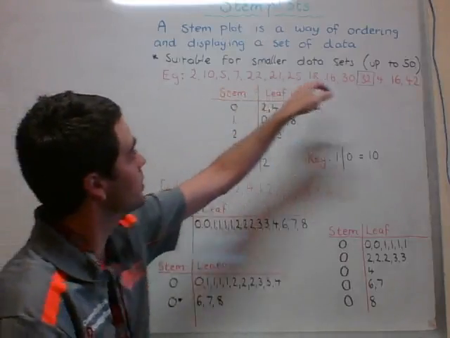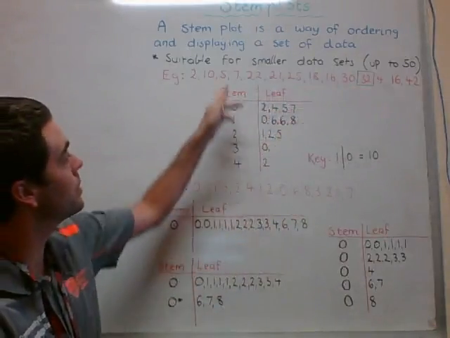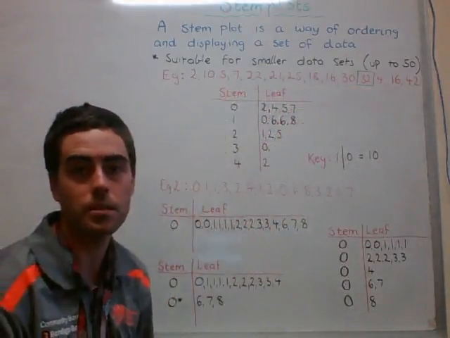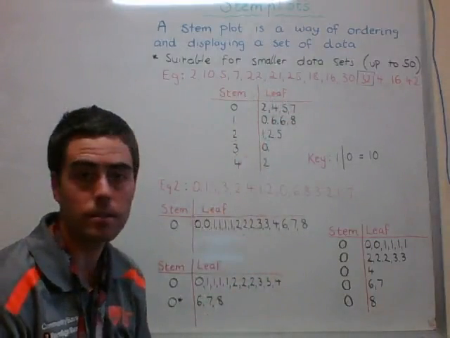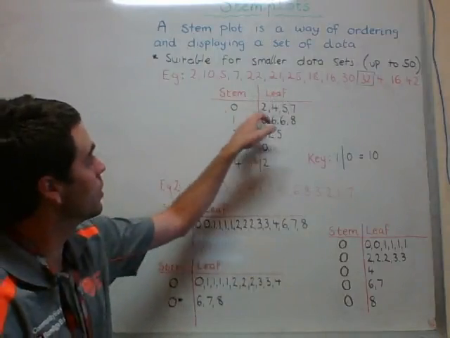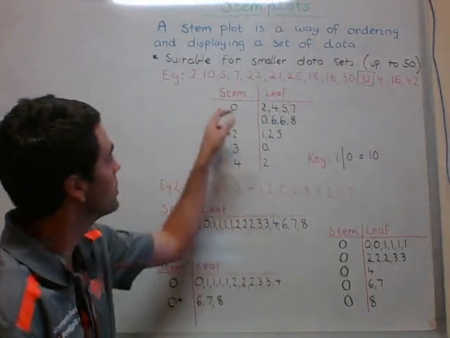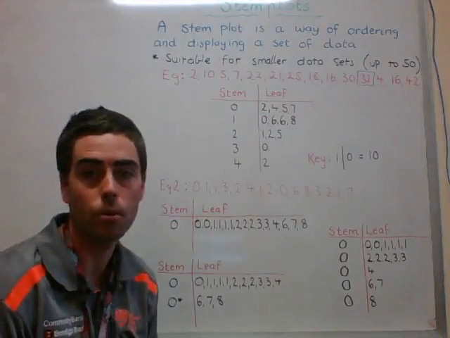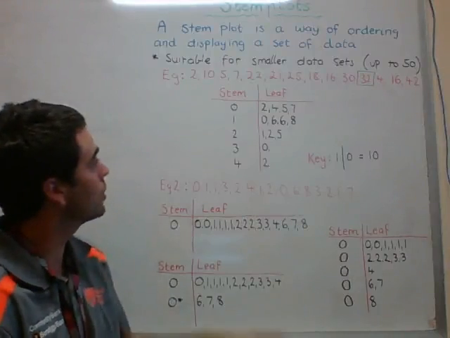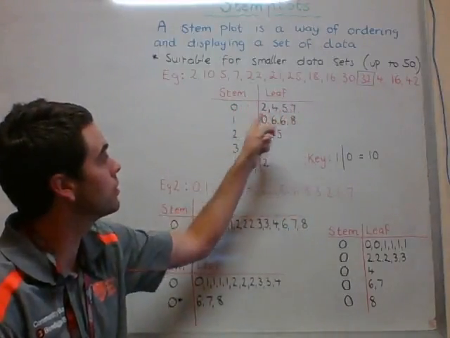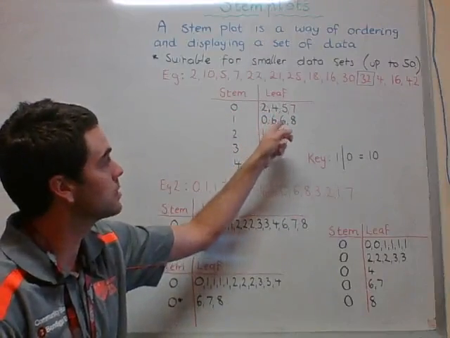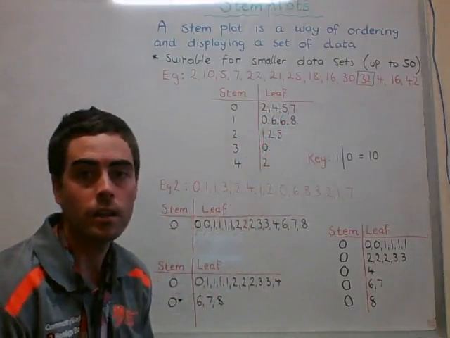Here's an example of how it works. We've got a set of data here. Basically the stem represents the tens and the leaf represents the ones. So this 02 represents the number 2, 04 represents the number 4, and so on. What you'll notice is all the numbers are in order, so 2, 4, 5, 7, 10, 16, 16, 18, etc.